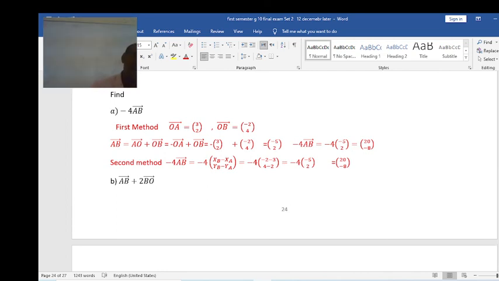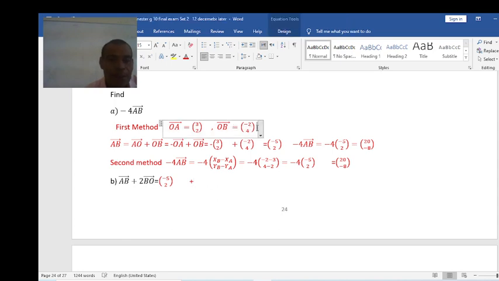AB plus 2BO. AB is already calculated, right? AB is negative 5, 2. I will use it immediately. So this equals negative 5, 2 plus 2 times BO. BO is the opposite. Look, OB equals negative 2, 4.